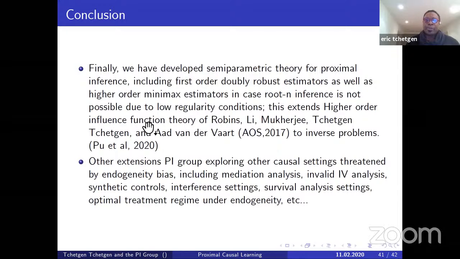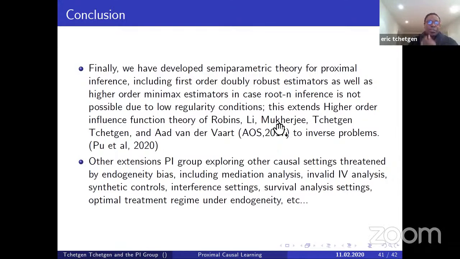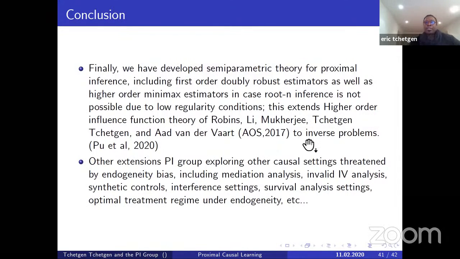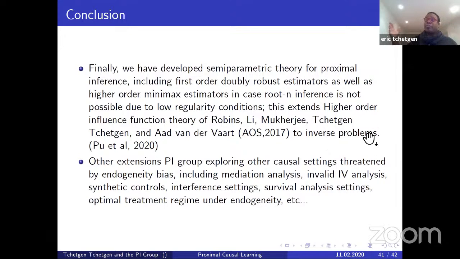And so this extends higher order influence function theory, that work that I did with Jamie a few years back, to a setting where your nuisance parameter is not a conditional expectation, but is the solution to an inverse problem, or to an integral equation.